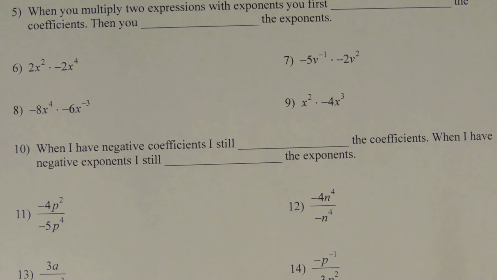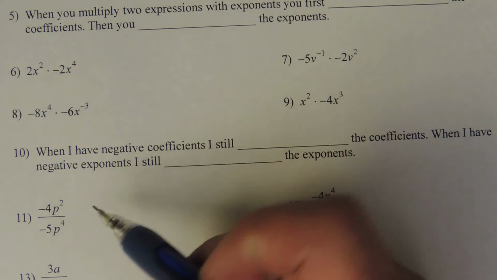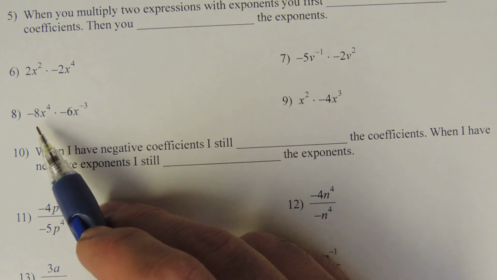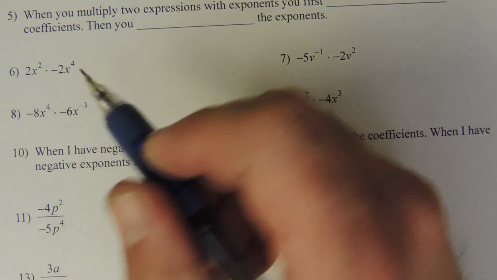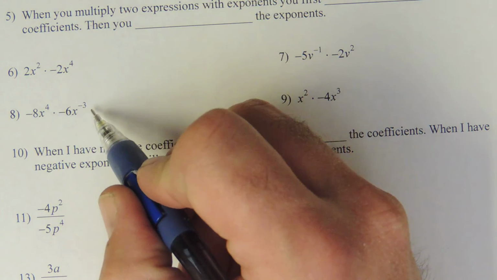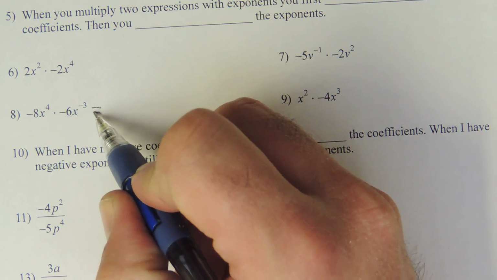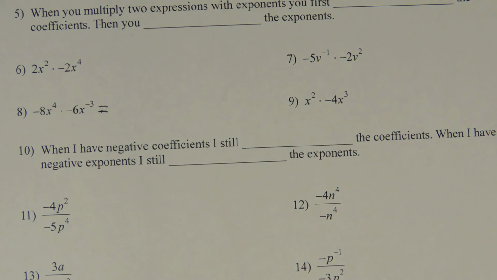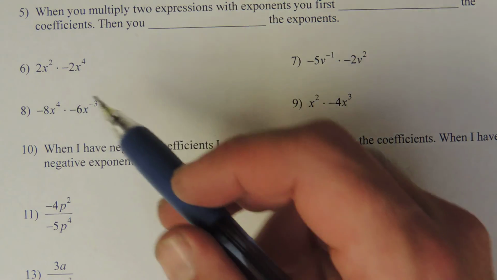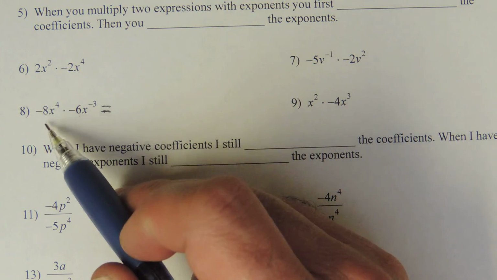Okay. Now that you've done problems 1 through 5, doing the same thing now. Problems 6 through 9 are the same problem. It's just that now I have negative numbers. And we have to think back to how we handled our negative numbers. Negative times a negative is a positive.